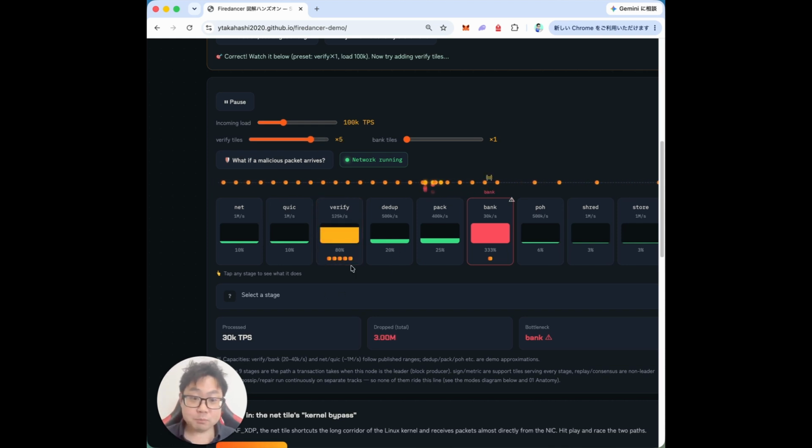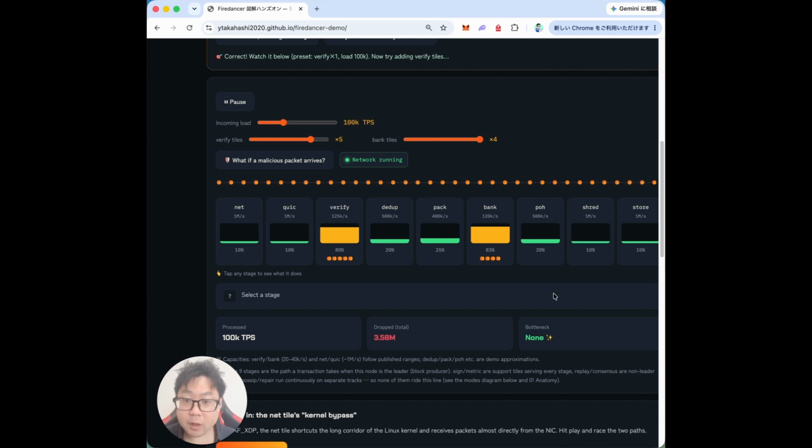And this bottleneck is gone, and bank is now 1. So next, add 2, 3, and now it's a bottleneck, but with 3, 4, okay, now the bottleneck is gone. So by assigning multiple CPU cores to verify, the bottleneck gets resolved. And by allocating cores precisely where the work is heaviest, Firedancer unlocks much higher performance.